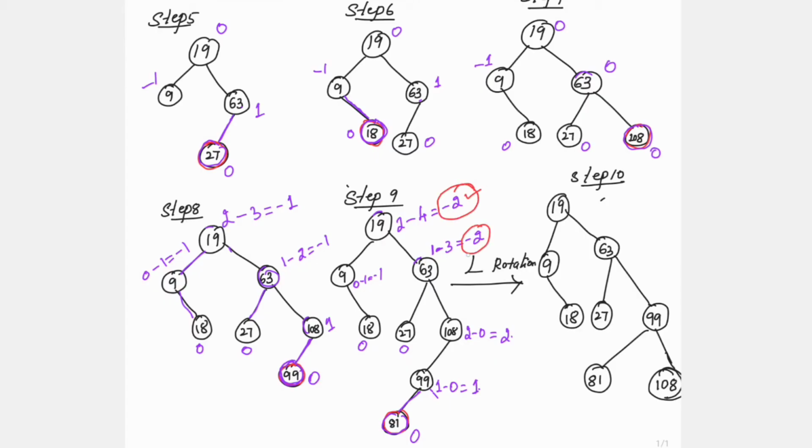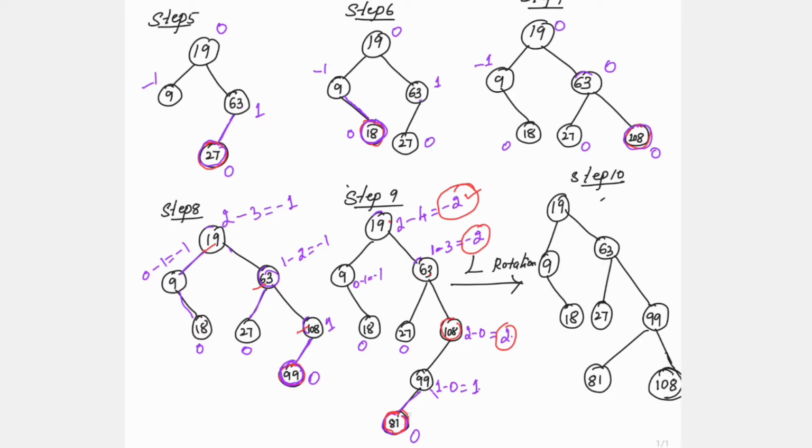Node 63 has a balance factor of -2. Node 108 has a balance factor of 2. Earlier, node 19, node 63 and node 108, all three were balanced. The moment you added node 81, the very first node that became imbalanced is 108.